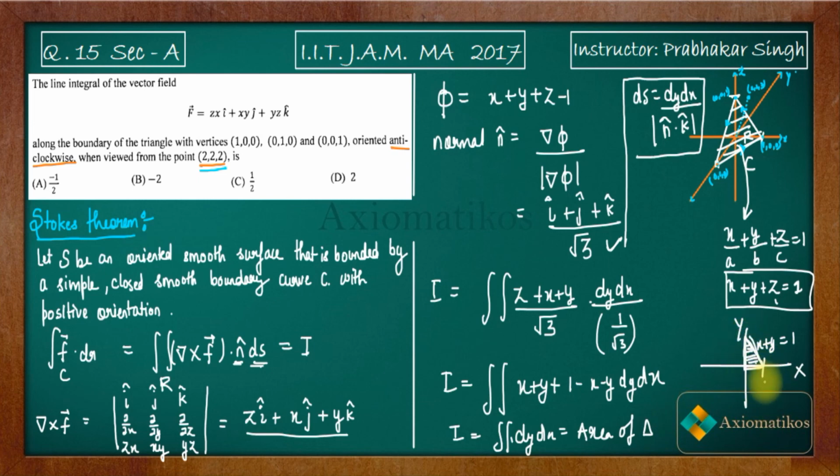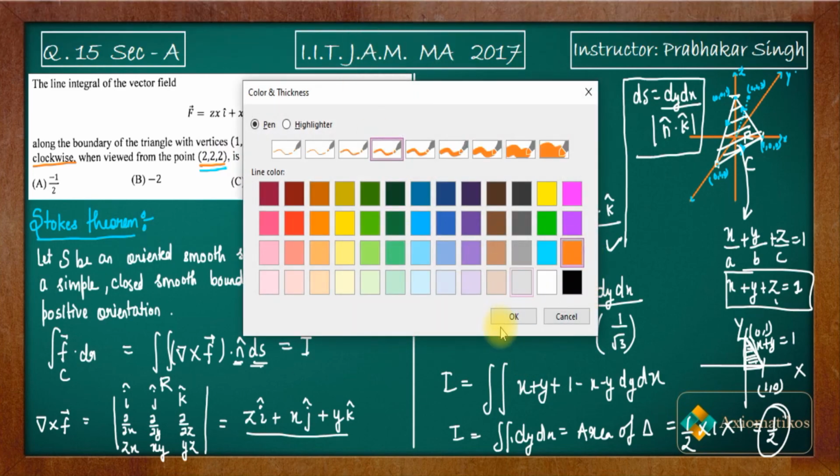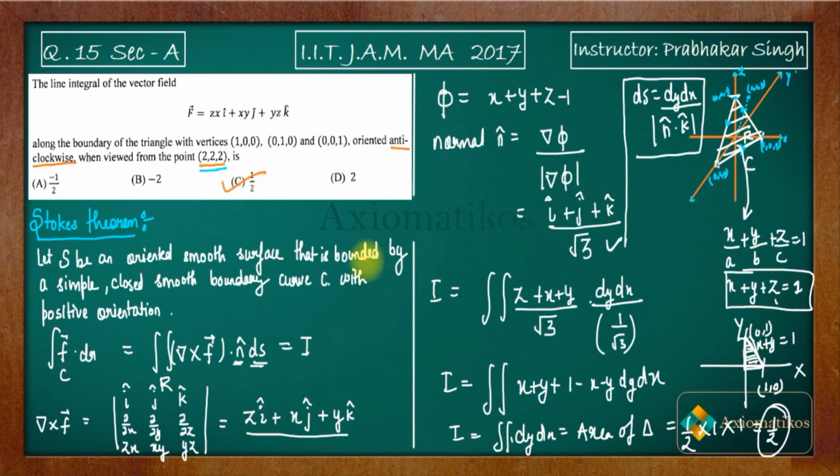So you know that this is (1, 0). You know this is (0, 1). So what is the base? Base is 1. What is the height? Height is 1. So what you will get? 1 by 2. So this was the important part, how to calculate everything easily. Otherwise you will make a mistake. So C is the correct option.